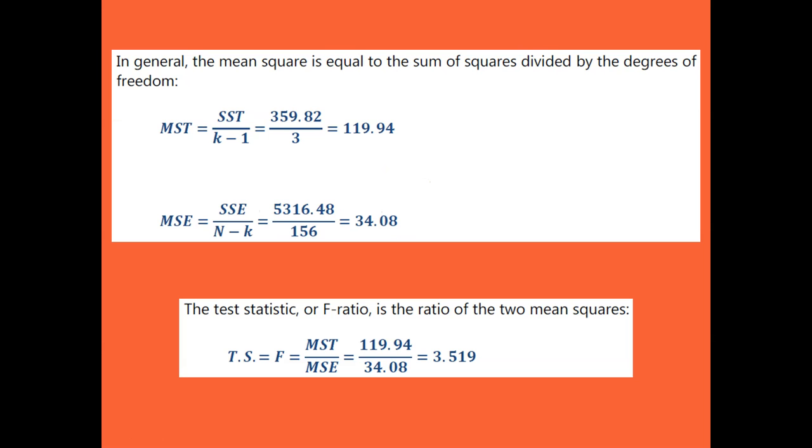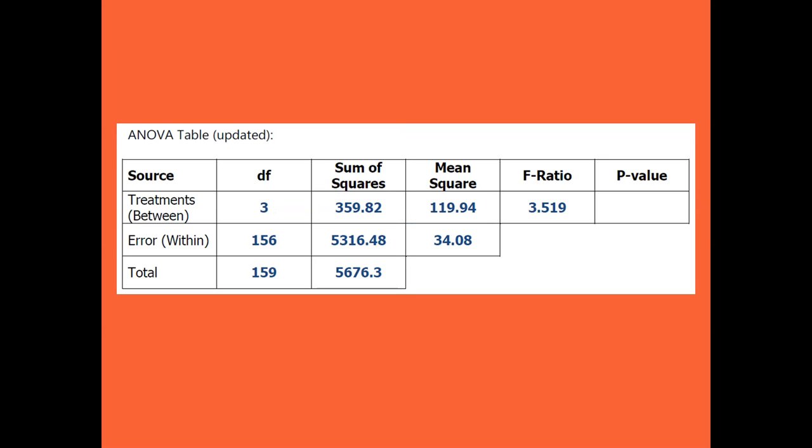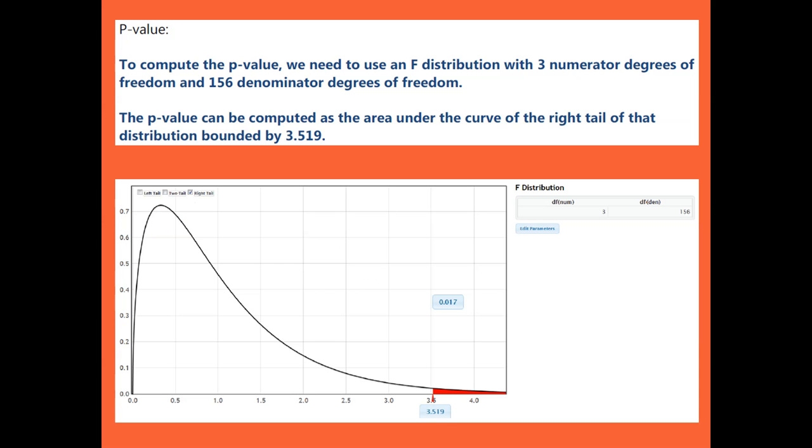We get 119.94 for the mean square due to treatments, 34.08 for the mean square due to error. And then once we have the 2 mean squares, the test statistic, or F ratio, will be the mean square due to treatments divided by the mean square due to error, and we end up with 3.519 rounded to 3 places. Here's an updated version of the ANOVA table with the mean squares and test statistic in there. Now all we have left is the p-value.